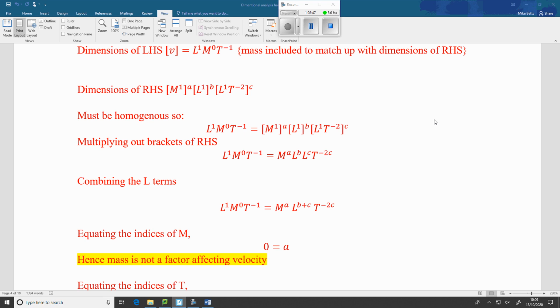So, what power of M could I put on that side and that would still be the same? Yep. I could write this as L T to the minus 1 M to the 0. And that's still the same because any number or any quantity to the power of 0 is equal to 1. So we just multiplied that side by 1, in other words, we've done nothing to it. Always remember, if you multiply something by 1, you haven't actually done anything. On this side, we've got M to the A times L to the B plus C times T to the minus 2C.